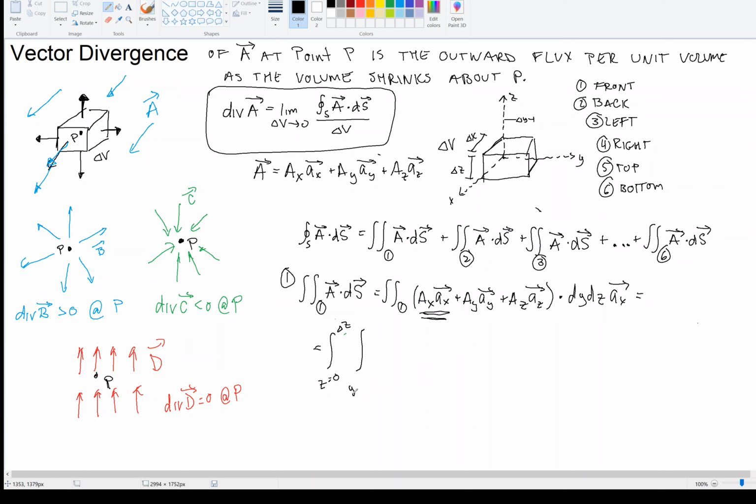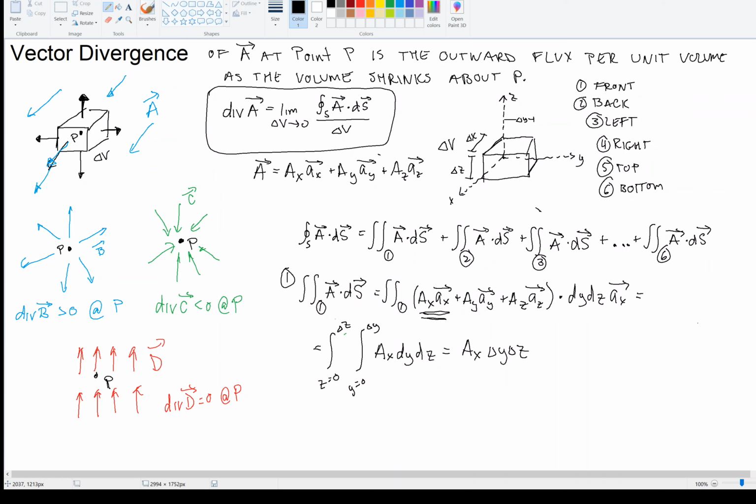And how is y changing? Y is changing from 0 to delta y. And then again, now when I do the dot product, I get ax dy dz, like that. Okay, well that's great. That's constant, right? And this is the x, so this just integrates to ax delta y delta z.